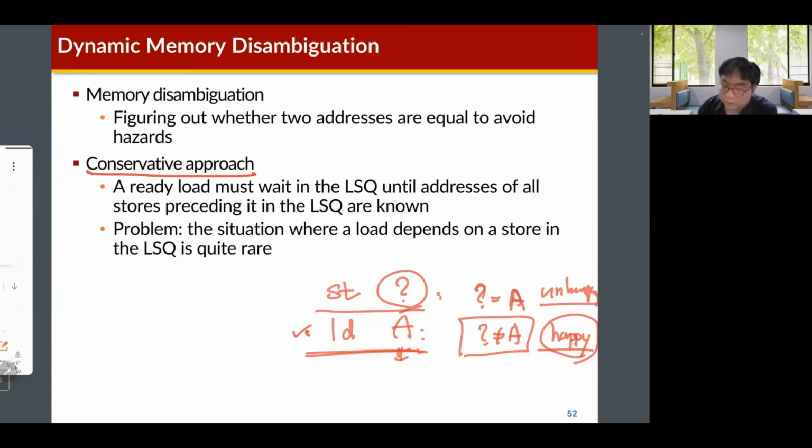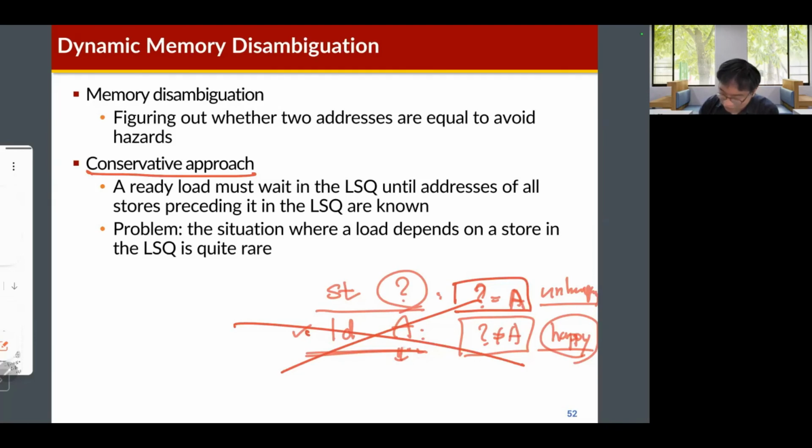I already explained the conservative approach. The conservative approach means that, actually with a very low probability, but it can be possible, the unknown address of the store instruction can be the same as the address of the load instruction. In this case, if the load instruction is executed before the store instruction, the load instruction will have the wrong, incorrect data. So we need to avoid this situation, which means the load instruction cannot be executed. This is the conservative approach.